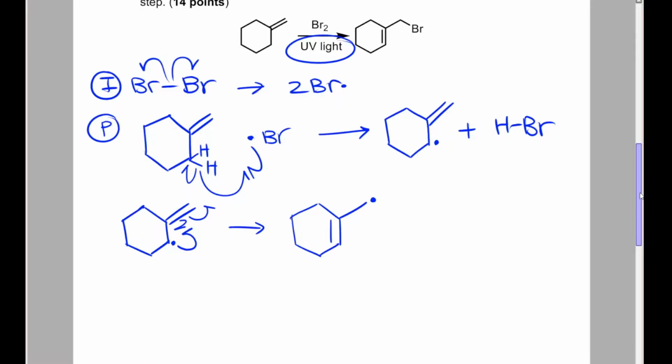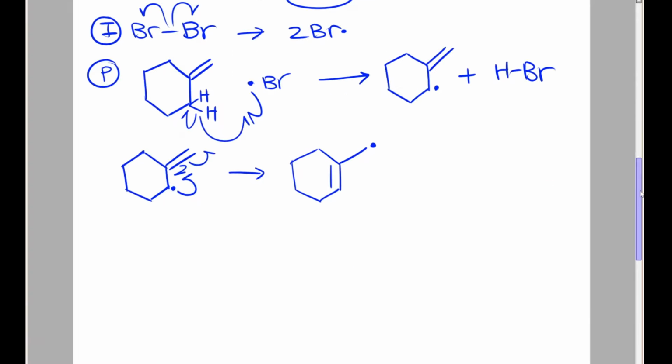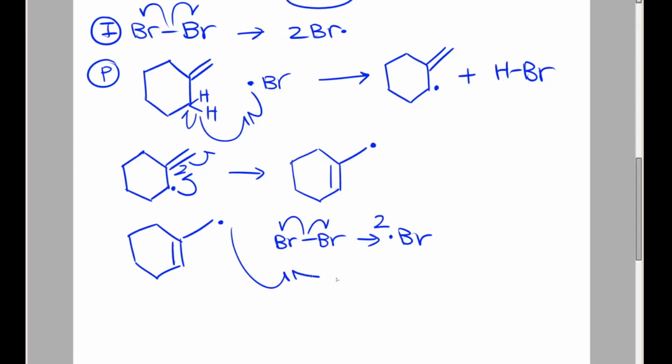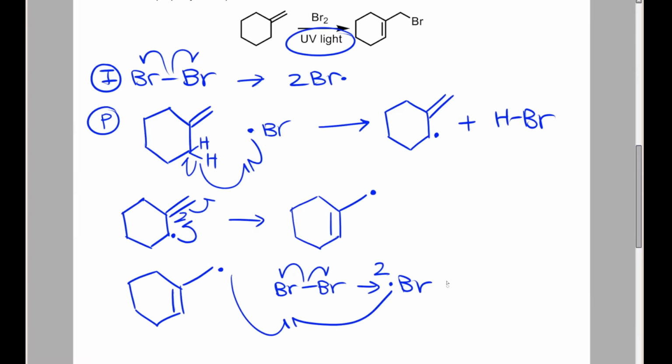So now we have the setup to create this product that we're asked to create. The next thing we can do is remember that there's tons of dibromides in this solution. There's like trillions of them. So we're going to take this rearranged radical that we made, and we're going to take another dibromide. It's going to break into two bromine radicals, and then one of these is going to react with this radical on this cyclic alkene, and we're going to get a product like this.